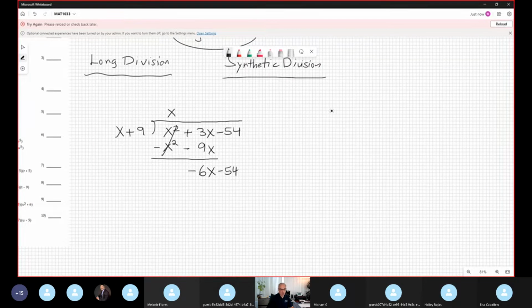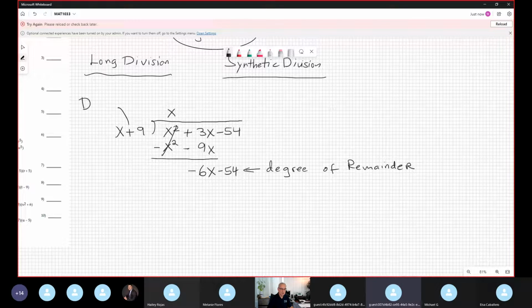Because you need to know that we finish when the degree of the remainder is less than the degree of the divisor. This is the divisor. The degree of the divisor is obviously 1. The degree of the remainder is obviously 1. Because of that we don't finish. We continue until the degree of the remainder is 0. Okay, because the degree of the divisor is clear, it doesn't change. It's 1.